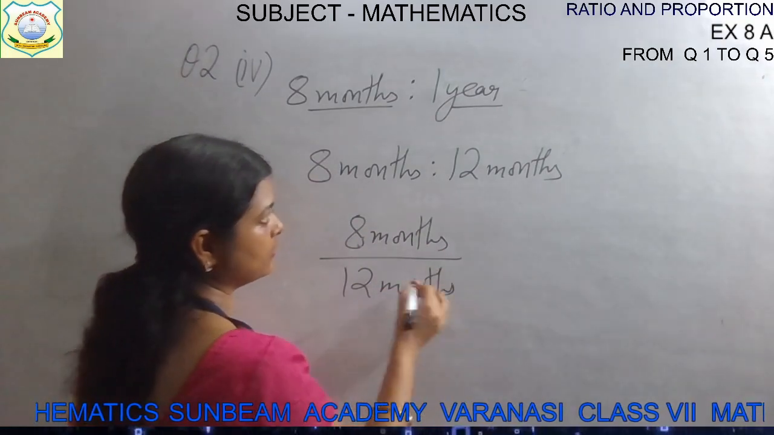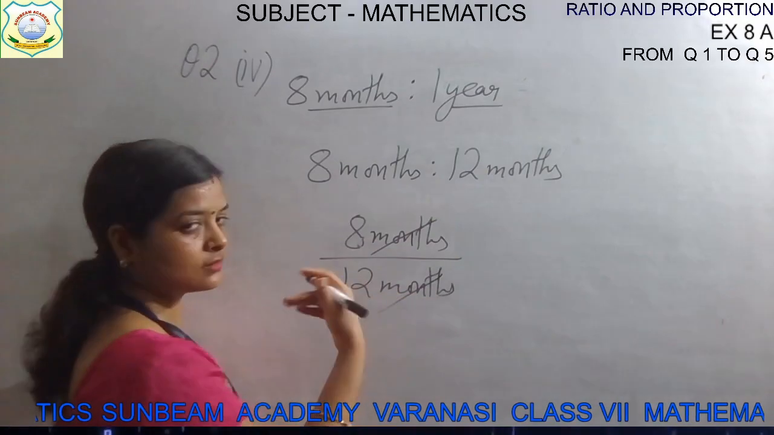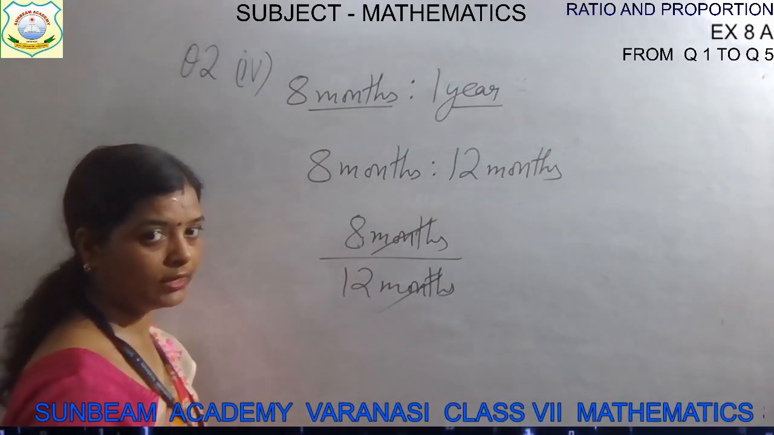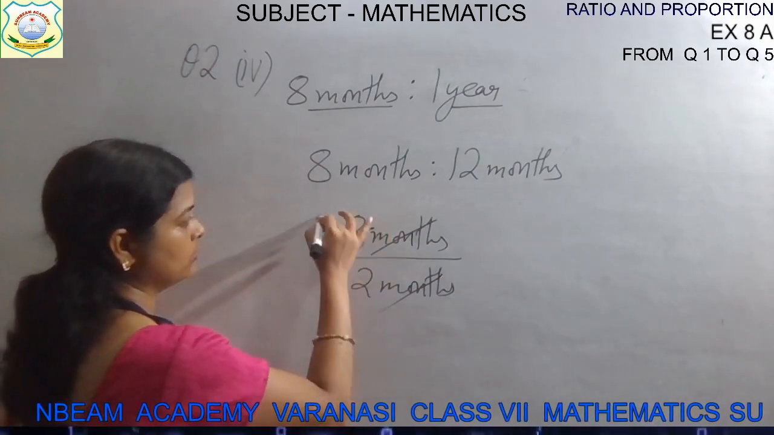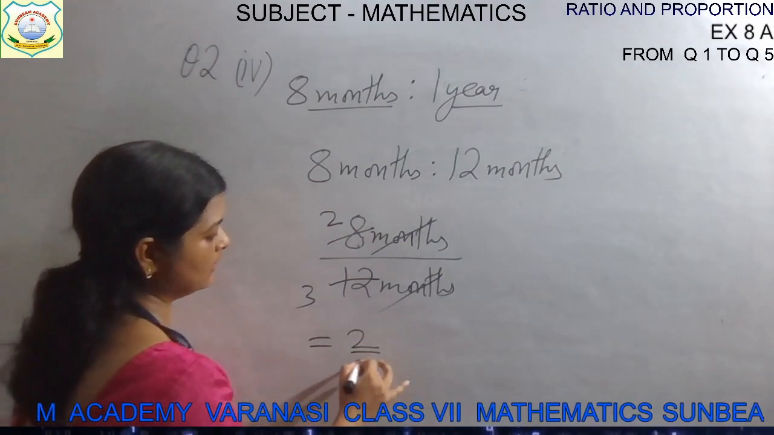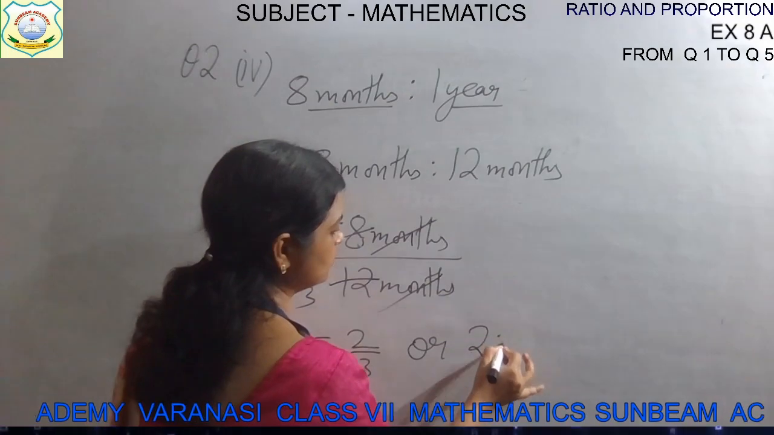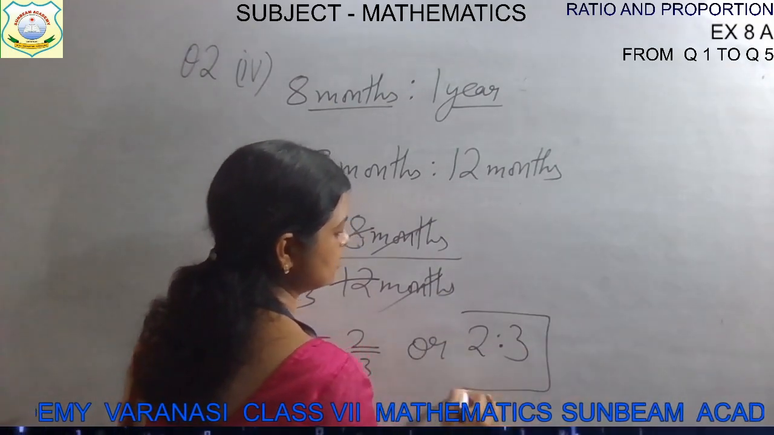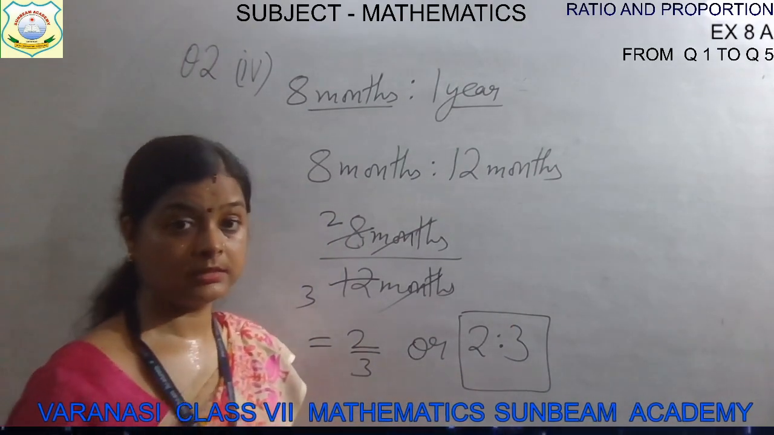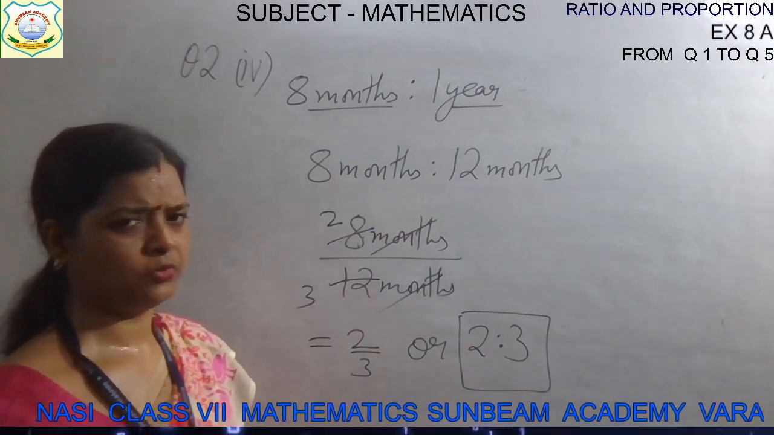I think it's clear to you children. 1 year is converted into month. Months and months cancel, and 8 and 12, 4. By 4 you will divide. 4 2s are 8 and 4 3s are 12. So what is your answer? 2 by 3, but it is not in ratio form. So you will write 2 is to 3. Ratio chapter, always write down the ratio question in ratio form. Answer should be in ratio form. Clear? Of course it is clear.